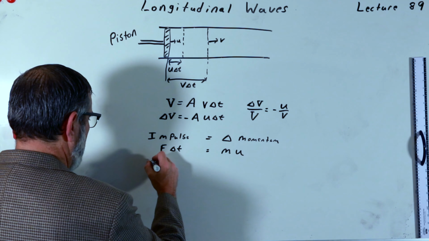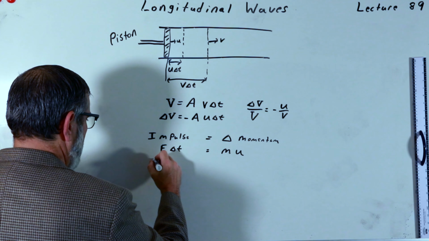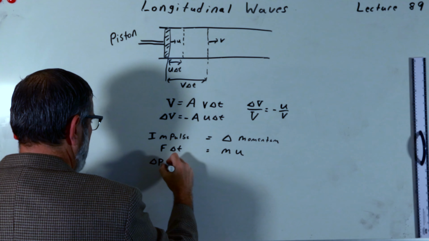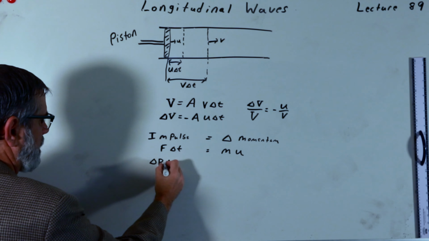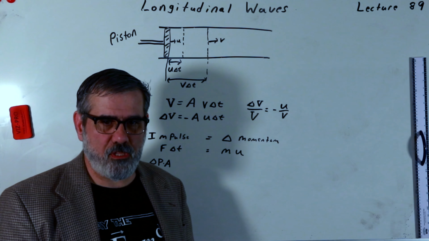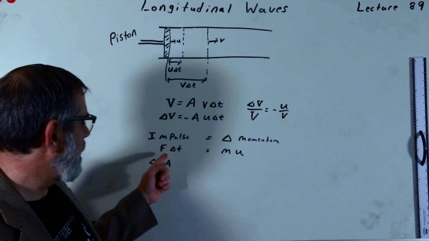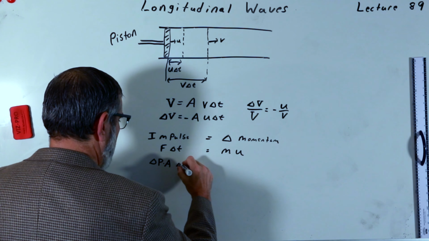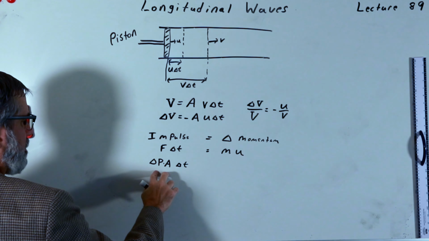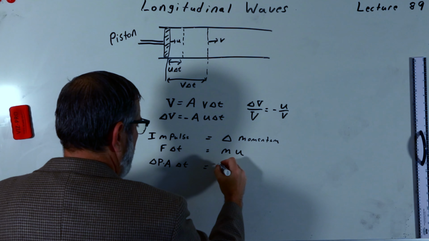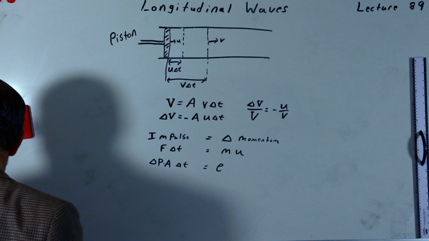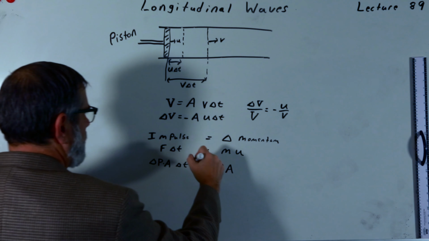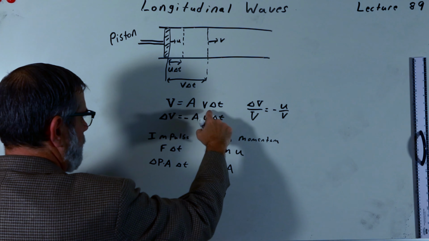I'm going to call it delta P because it's a change in pressure. Delta P times A would be equal to the force. If I take the change in pressure and multiply it times this cross-sectional area, then I'll have the force that's imparted from the piston. You still have to multiply times delta t, though. So I'm replacing F with delta P times A. I'm going to replace m with rho, the density, times the area, times v delta t.